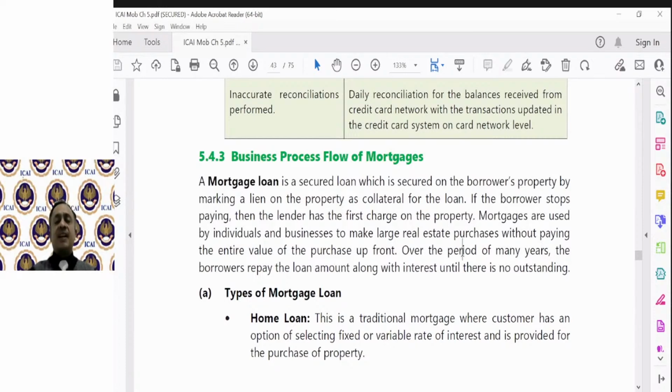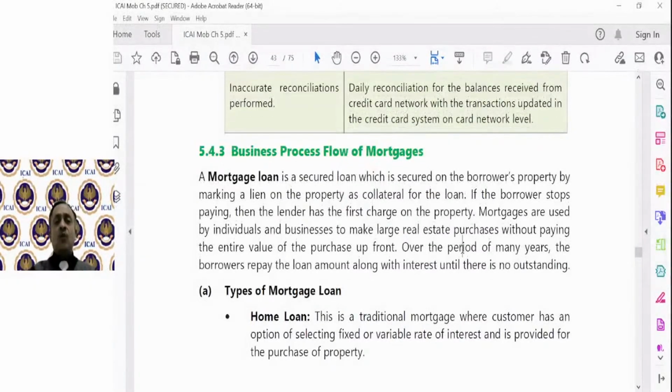Now, please understand that the category of loan being talked about as mortgage is where the borrower mortgages his or its property to the banker. So it acts as an additional security to the banker itself. Now these aspects you have read in other places. If the borrower stops paying the loan, then the lender will have first charge on the property, and that is based on the agreement that you do with the banker.